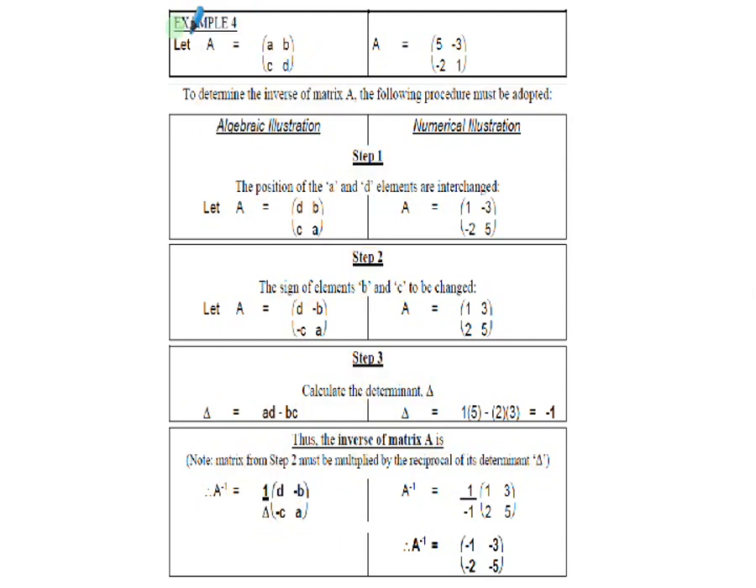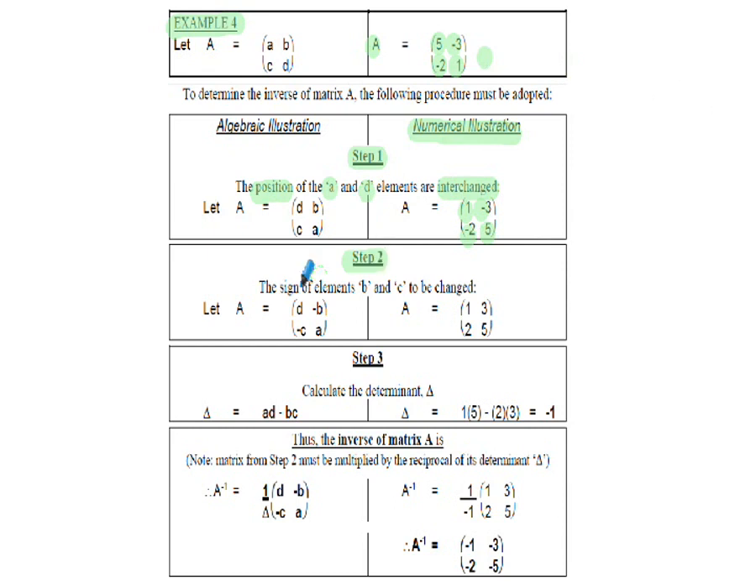Let's now revisit example 4, but this time we'll look at a numerical illustration of finding the inverse of matrix A. On the right hand side of example 4, matrix A is now defined with elements of 5, negative 3, negative 2 and 1. We're going to follow the same procedure as on the left hand side in the algebraic illustration, but we're going to use the numerical values. So in step 1, the position of elements A and D are now to be interchanged. So we now get 1 and 5 here. Notice how the positions have been changed from that given in the question.